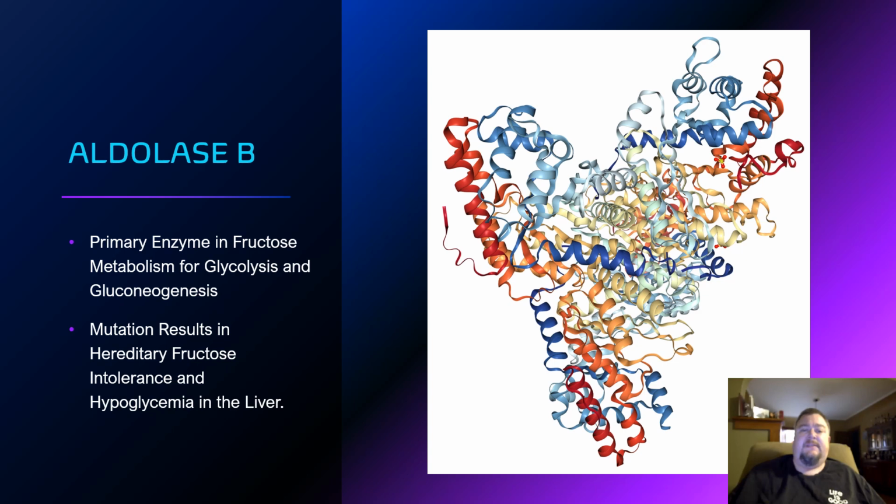While aldolase A and C are important isoforms, aldolase B, which is found in the liver, kidneys, and small intestine, is the primary isoform in fructose metabolism, and most of the fructose is metabolized in these locations. Genetic mutations of aldolase B cause hereditary fructose intolerance, which causes a backup of fructose 1-phosphate and keeps phosphate from being released, resulting in the cessation of glycogenolysis in the liver, causing hypoglycemia. We will take a closer look at aldolase B in a future slide.